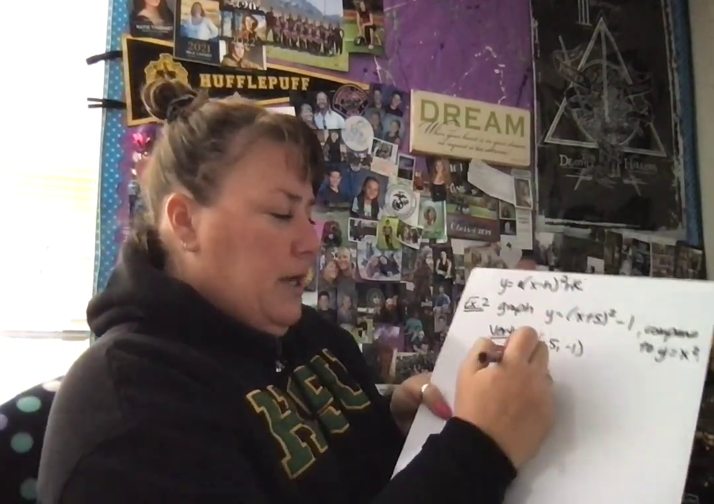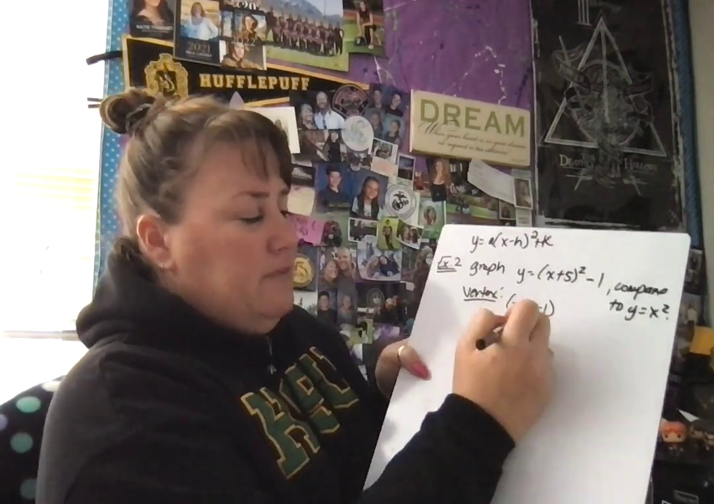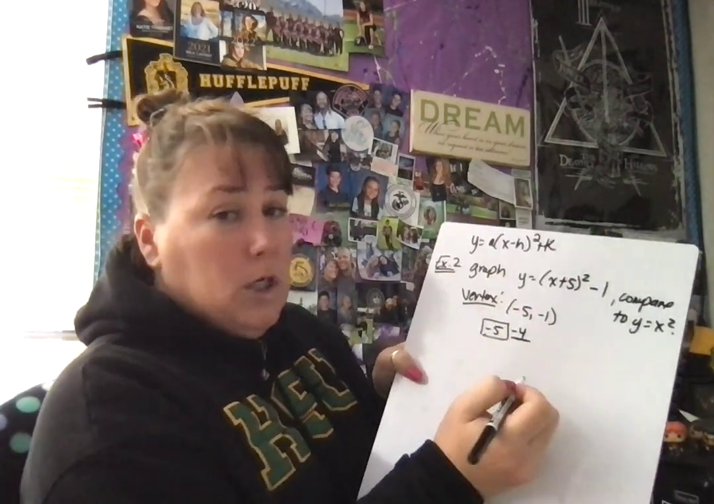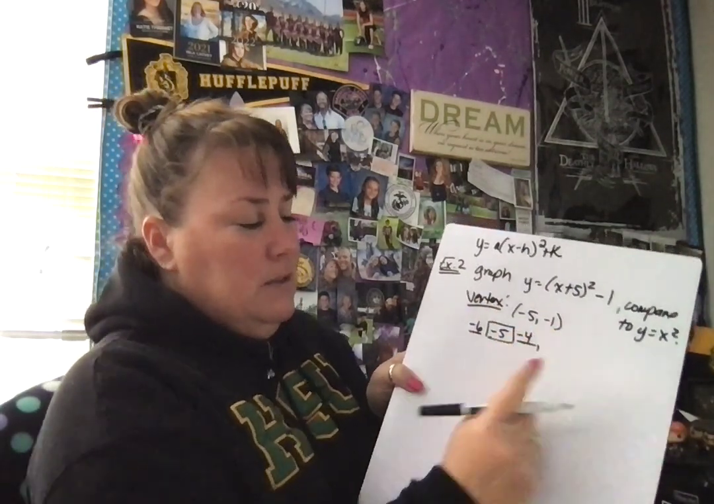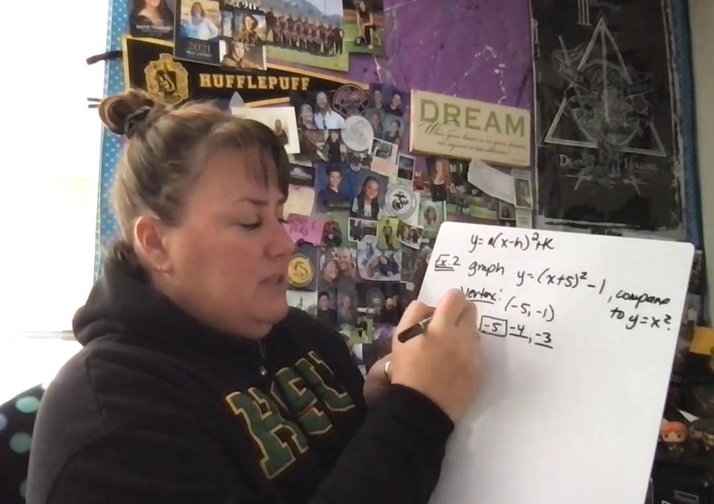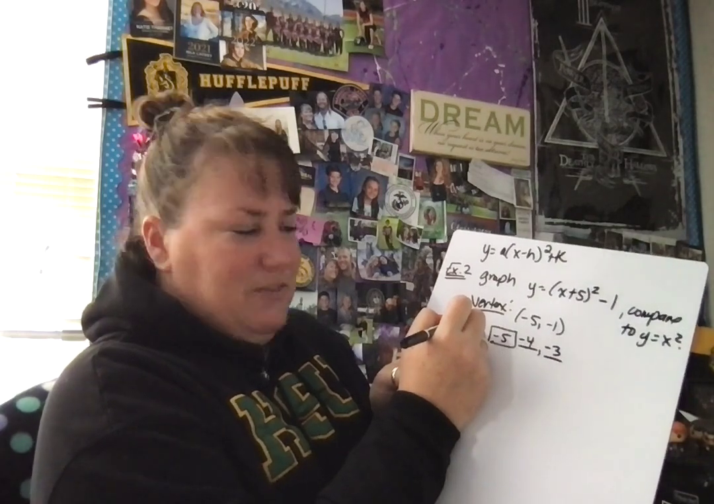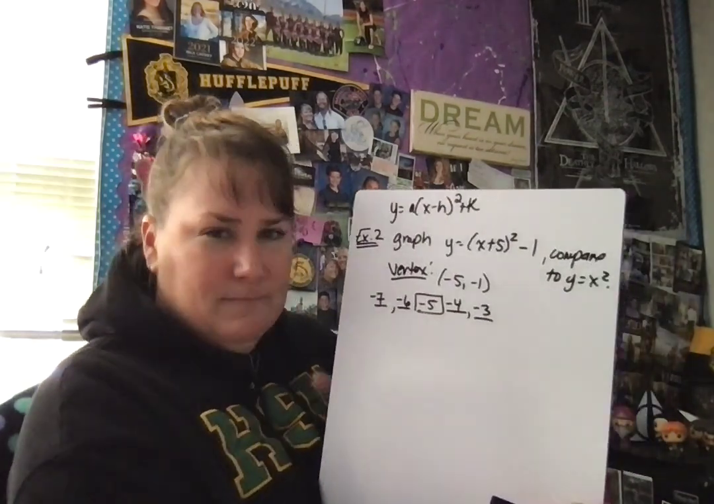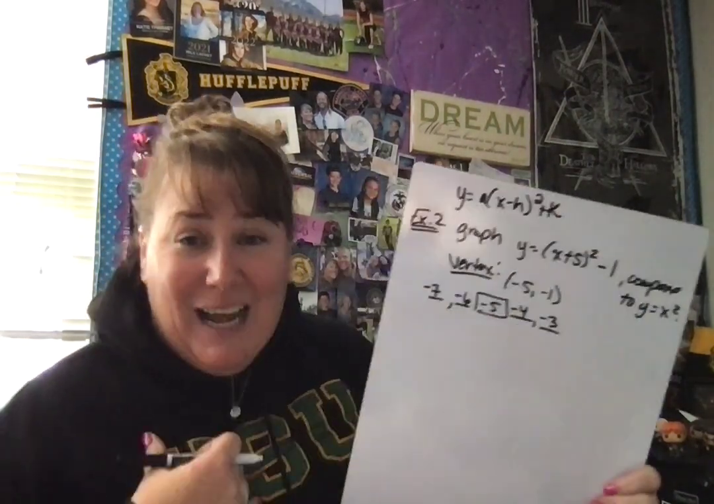Okay, let's find values of x. 1 in front of negative 5, which is negative 4. And 1 in back of it, negative 6. 1 in front of negative 4 is negative 3. 1 in back of negative 6 is negative 7. I called it on myself. So those are your values of x that I would pick.